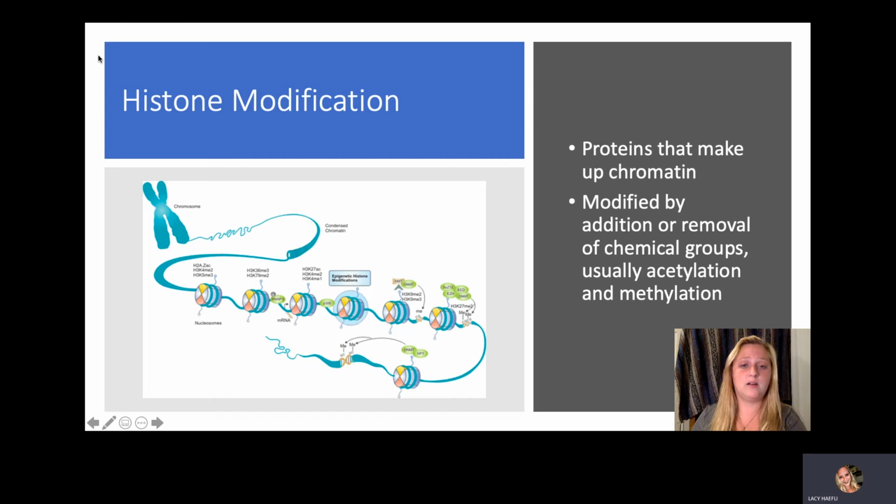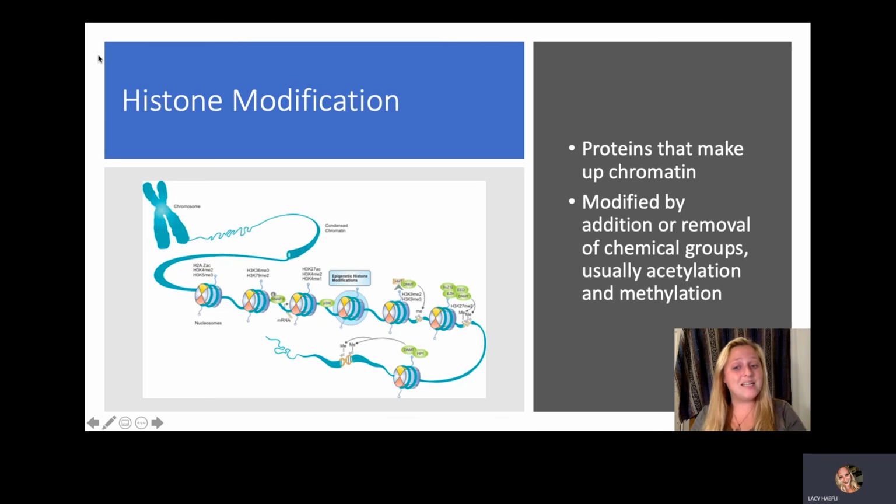The second type is histone modification. Histones are proteins that make up chromatin, and they are modified by the addition or removal of chemical groups, usually acetylation and methylation. These chemical groups determine how tightly the DNA is wrapped around its histone, which affects genes being turned on or off. So this is involved in the manipulation and expression of DNA. When modified, they influence how chromatin is arranged and determine whether the chromosomal DNA is going to be transcribed.